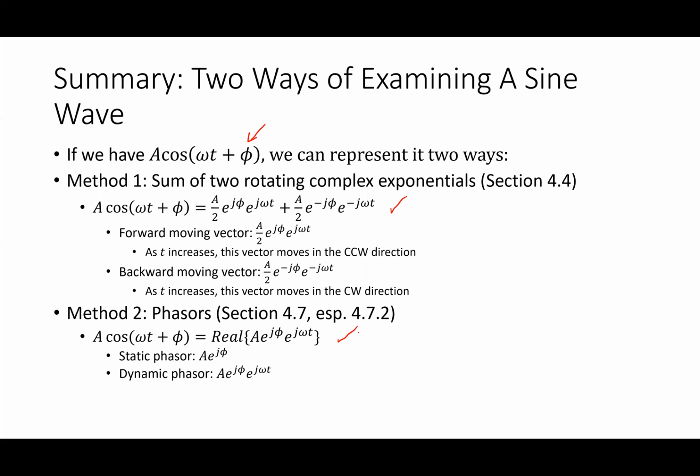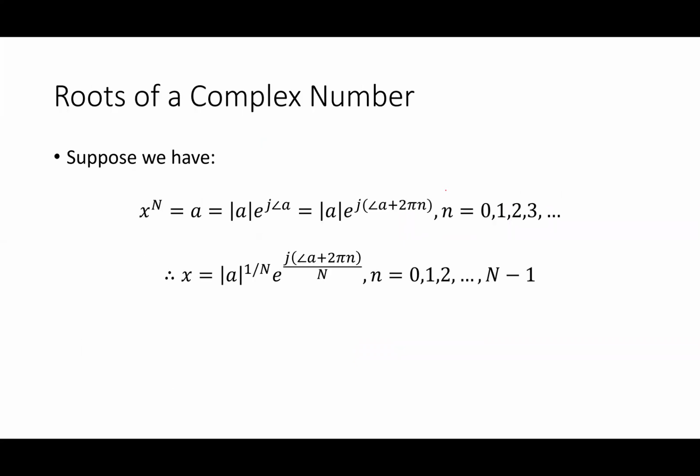And basically what I've got is, in this case, a forward moving vector and a backward moving vector. We've talked about that enough, which is that one vector rotates in the clockwise direction. That's the backward moving one. And the other one moves in the counterclockwise direction. That's the forward moving one. Okay? All right, now, this gets to the question that was asked at the very beginning.